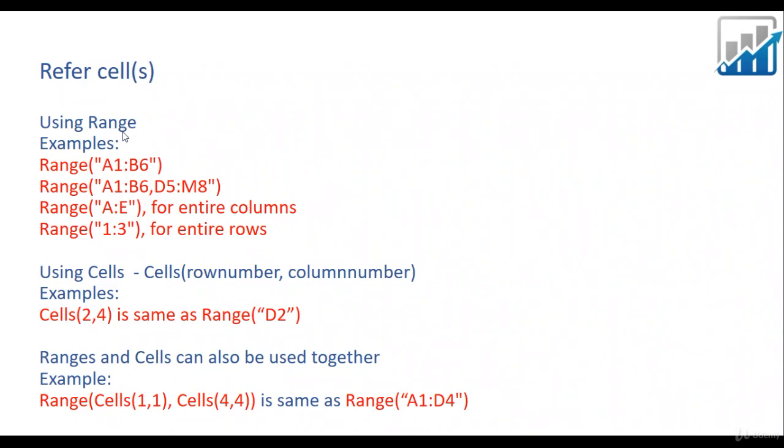Now just like we've got range over here, we can also use cells. For cells, the syntax would be cells followed by row number and then column number. Over here it was just the name of the cell. So for example, cells 2 comma 4, which is basically my second row and my fourth column. My fourth column is D, so this will translate into my range as D2. Similarly, we can use range and cells together. For example, cells 1 1 will be A1 and cells 4 4 will be D4. So this will translate as range A1 colon D4.